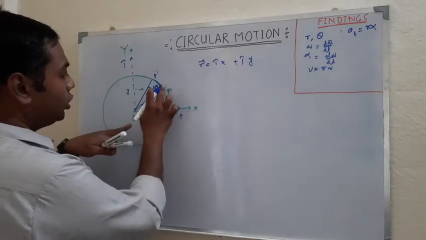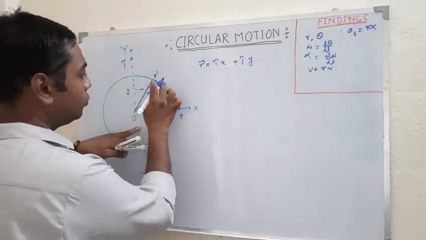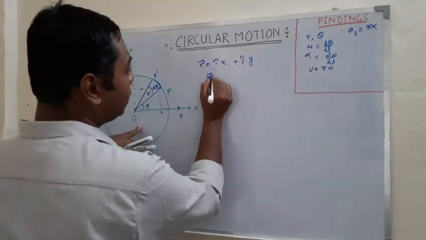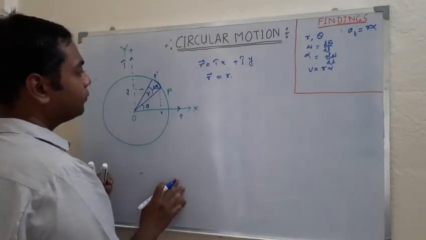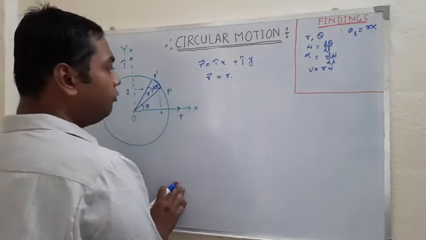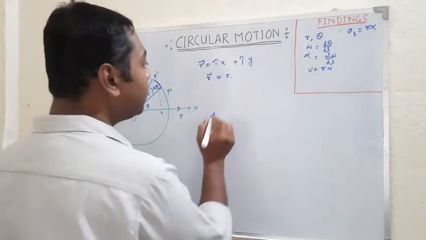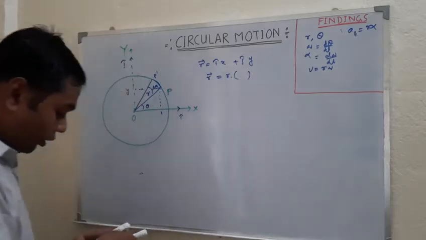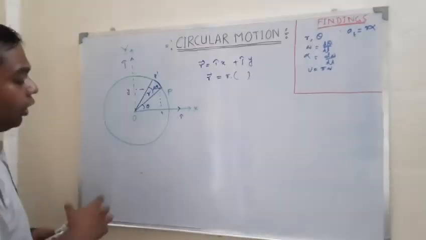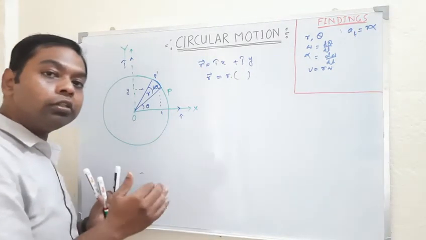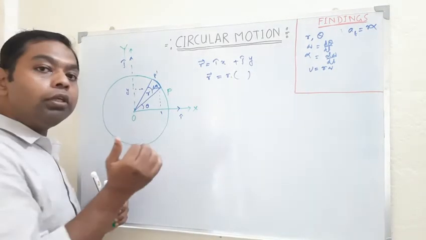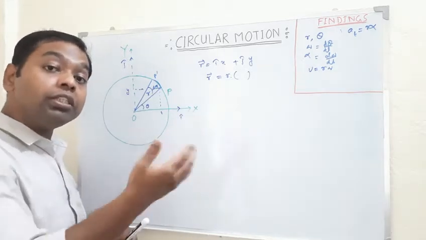So the position of the particle at time t is at P. So r can be written as the value of r times a unit vector. So now I have to define the unit vector here. So what are the unit vectors? As we can remember, we always define unit vectors along a variable in the increasing direction of the variable.